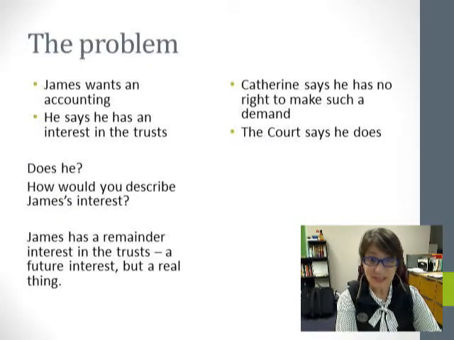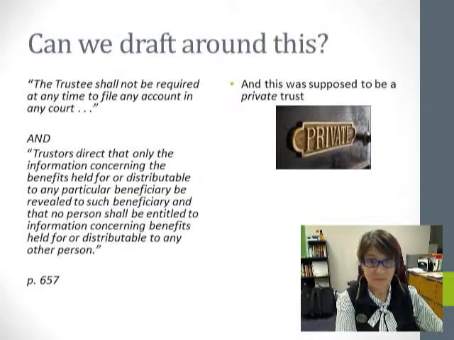Well, he has a remainder interest in that Part B trust, which is the remainder beneficiary for the Part A trust. Right? It's a future interest, but it's real. And the court says, yes, Catherine, he has a right to an accounting. You have to do that. All right? Now, the trust had language that tried to draft around this.